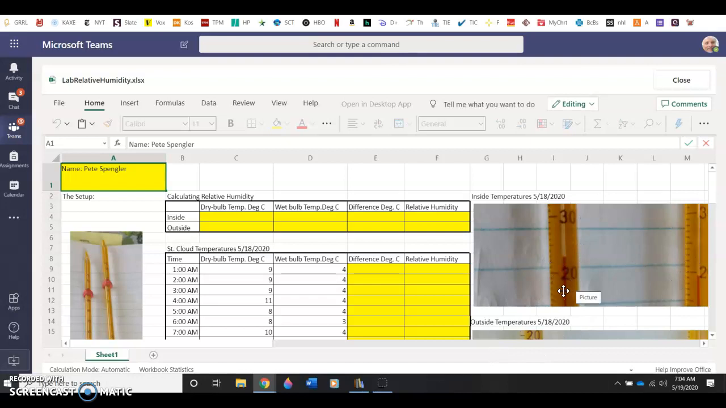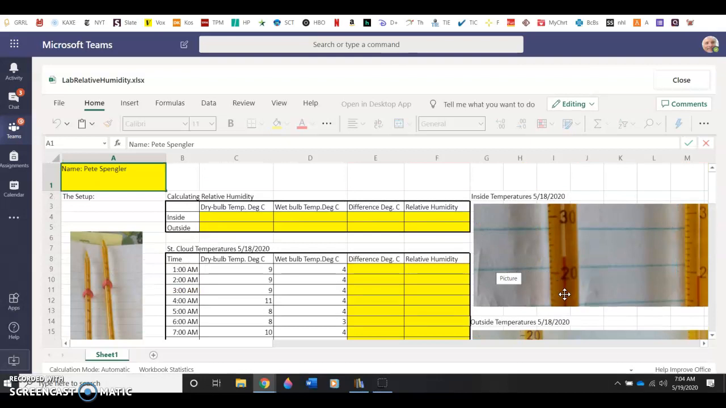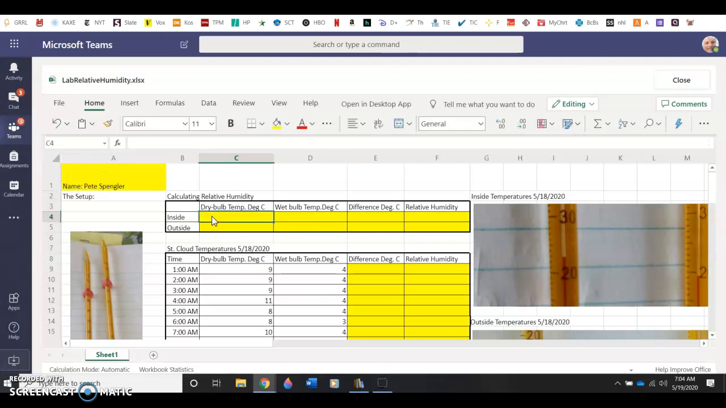Now let's take a look. The dry bulb's on the left. So the dry bulb temperature was 21 to 23 degrees Celsius. So I'm going to put 23 here. And then the wet bulb temperature, it looks like it's 19. So I'll put 19. All right. And what's the difference between 23 and 19? Hopefully you said 4.